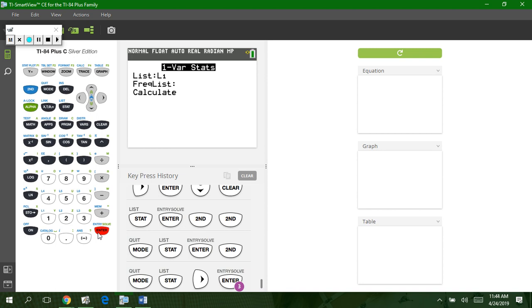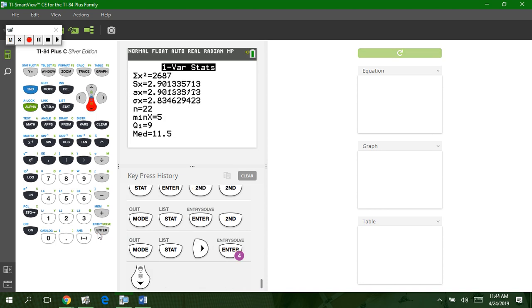Okay, X bar on your calculator means average. Now, if I scroll down, some of those other stats up there are important, and we'll get to them when we need to. But as we scroll down, MED represents median.